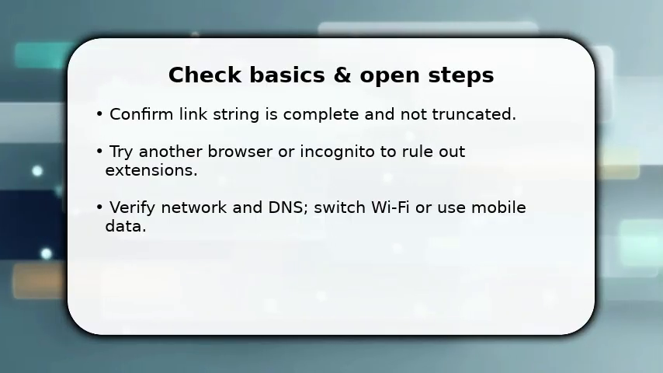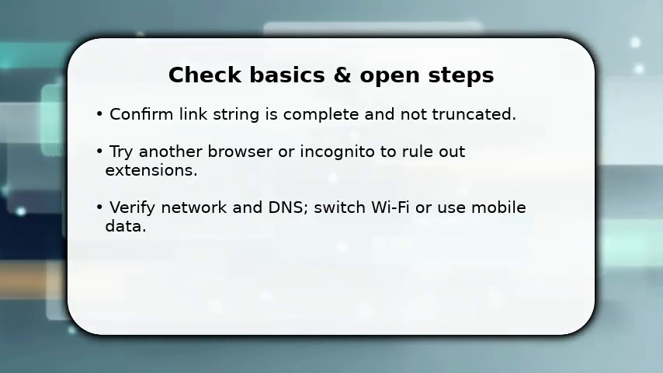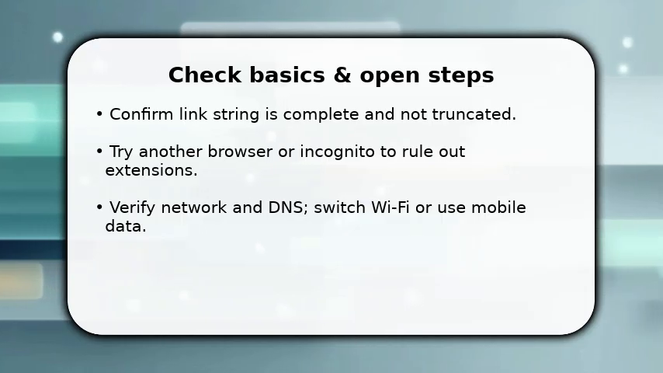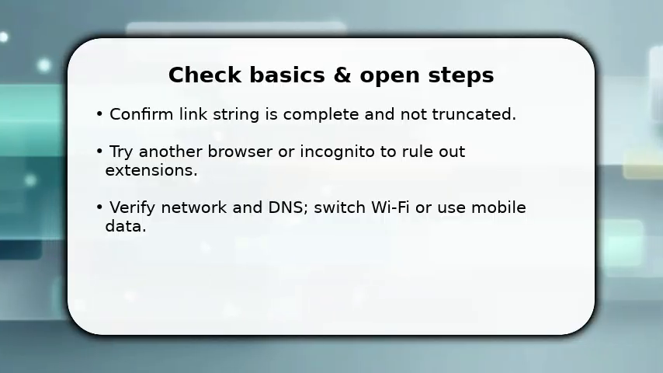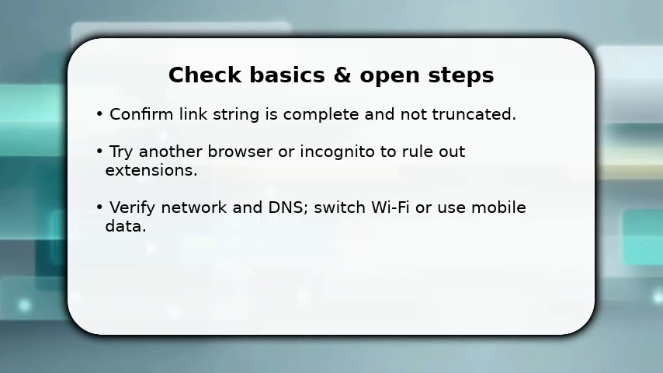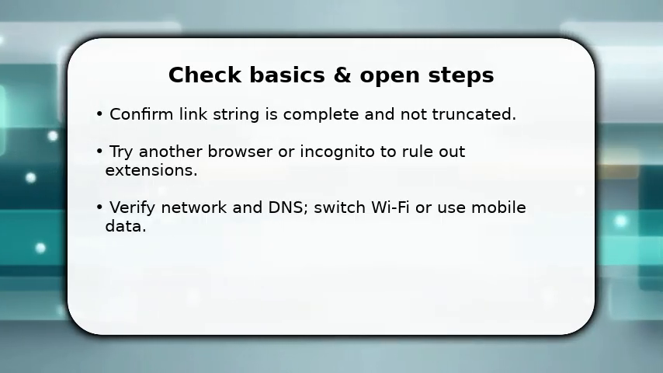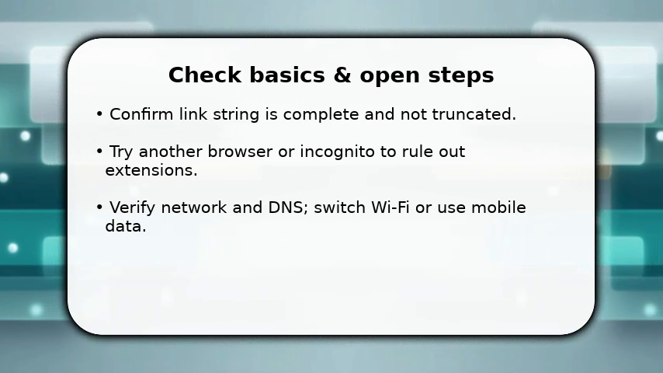You start by confirming the link is intact and not cut off in chat or email. A missing character breaks the URL. Once done, open it in a fresh browser profile or incognito window to bypass extensions that block scripts. Also, test on a different network or mobile data to exclude DNS or firewall issues. Sometimes corporate or public networks block Google Forms. These quick checks separate simple client problems from deeper permissions or form configuration issues.